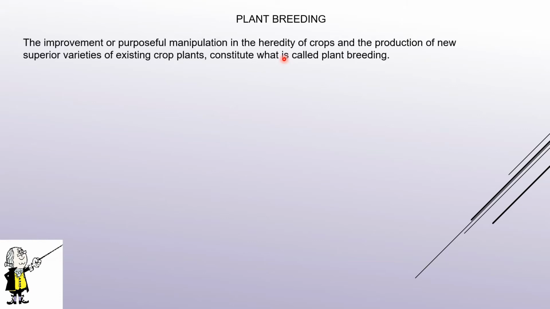What is plant breeding? Plant breeding is the improvement or purposeful manipulation in the heredity of crops. Of course, if you want to bring out a new variety or new changes in a particular crop, you need to work at the heredity level, that is at the genetic level, and the production of new superior varieties of existing crop plants constitutes plant breeding. Now the definition you need to learn and understand point to point from the textbook point of view. So I hope the definition of plant breeding is clear to you.